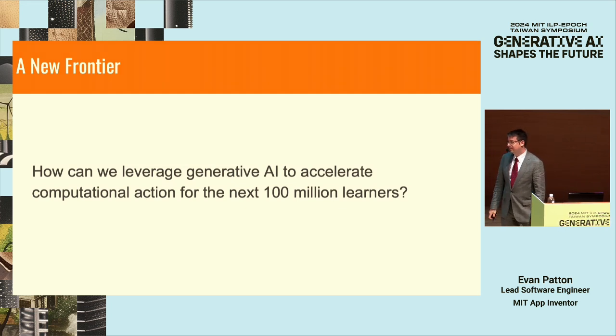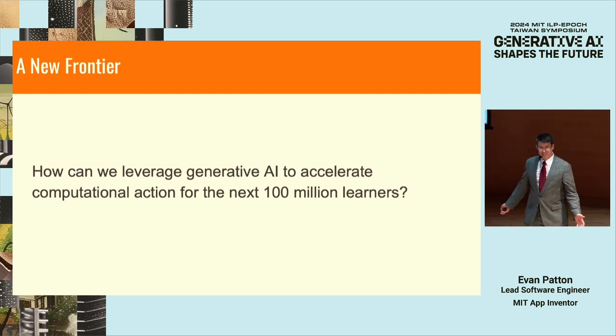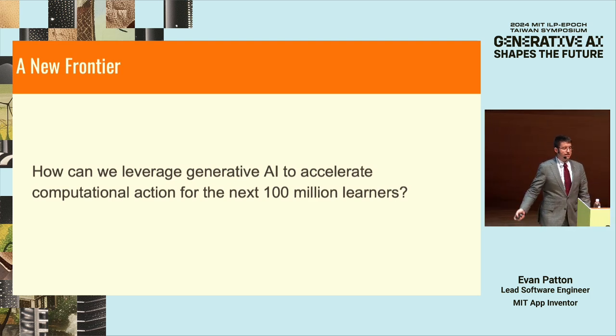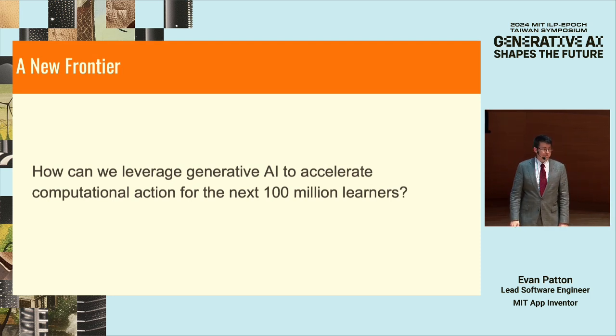Now, generative AI, we all know it's here. That's why we're here. And the question is how can we use generative AI to accelerate computational action for the next 100 million users?